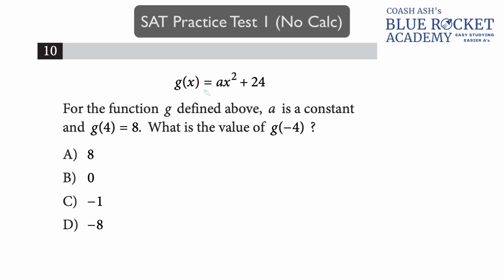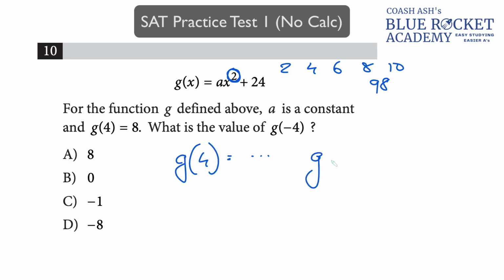I'm going to give you a shortcut to solve this hard SAT problem. Remember, the shortcut is if you have any even value here, even means 2, 4, 6, 8, 10, any of these, or even 98, doesn't matter. All of these values, you're going to have g of 4, whatever that value is, exactly equal to g of negative 4. Why? Because this is called an even function. That's all they're testing you. So g of 4 is equal to g of negative 4.